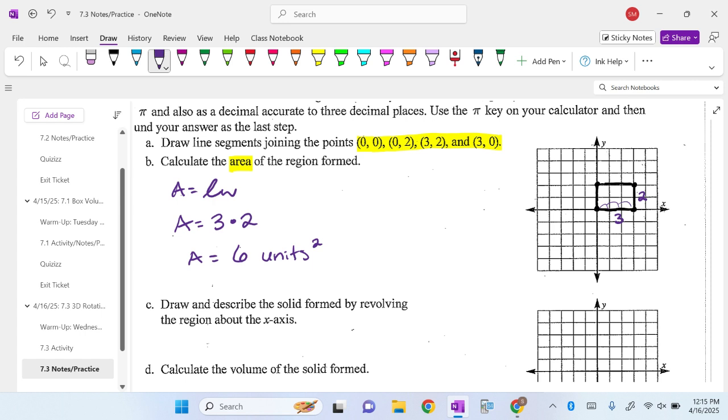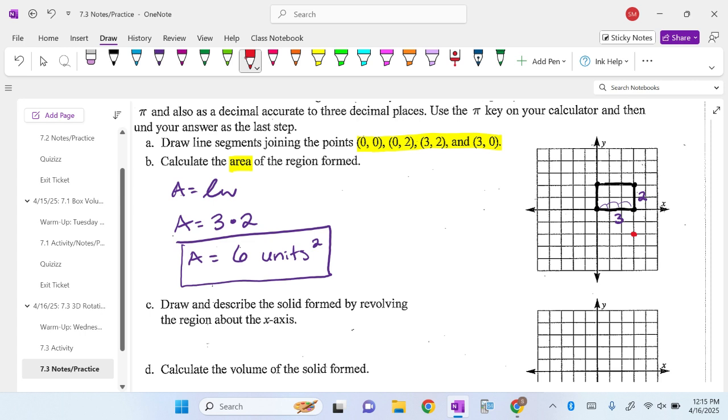You could also do that too. But knowing the formula is also good too. So that's our area. Now, we're going to then draw the solid formed by the revolving region about the x-axis. So what happens is that it reflects across the x-axis. So these two top points will reflect over here. And since these 2 points are on the x-axis, they'll stay there.